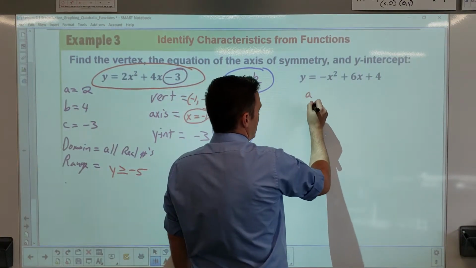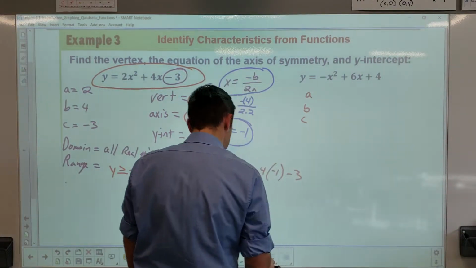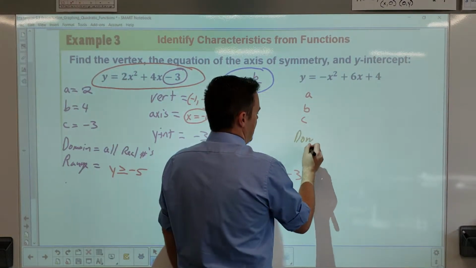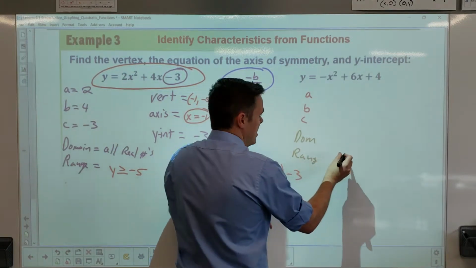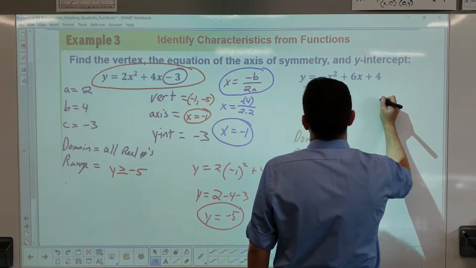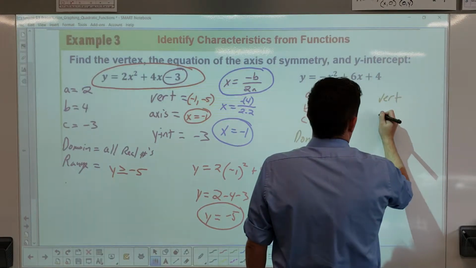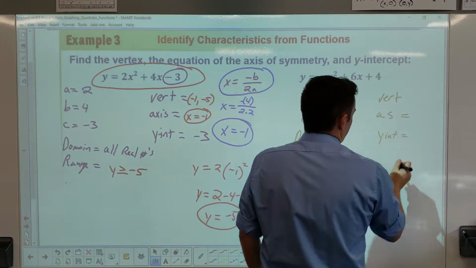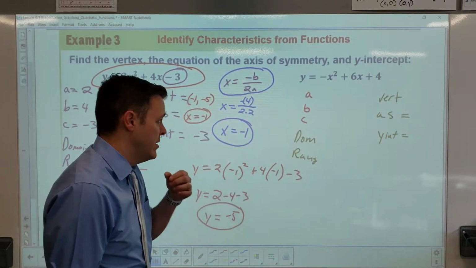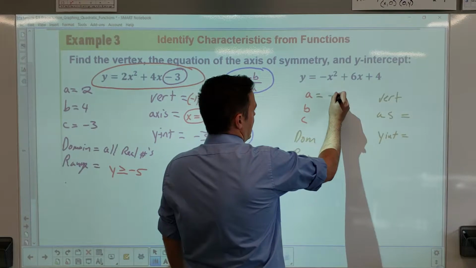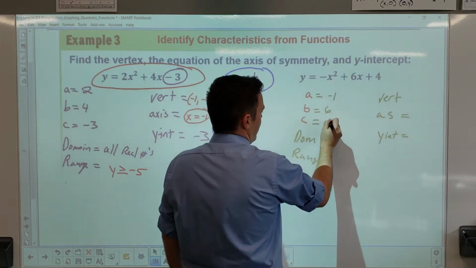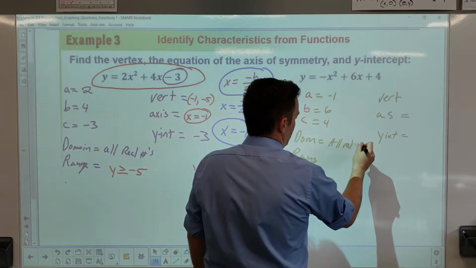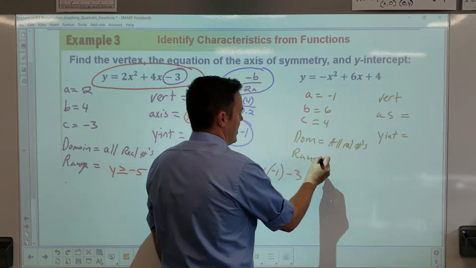Here, same thing. What is A? What is B? What is C? Change color. And then what is domain? What is range? And then I want you to know what is the vertex, axis of symmetry, and y-intercept. If you don't know what those shorthands are, sorry, but that's kind of what we did. -1, 6, 4. What is the domain? All real numbers. What is my range going to be?